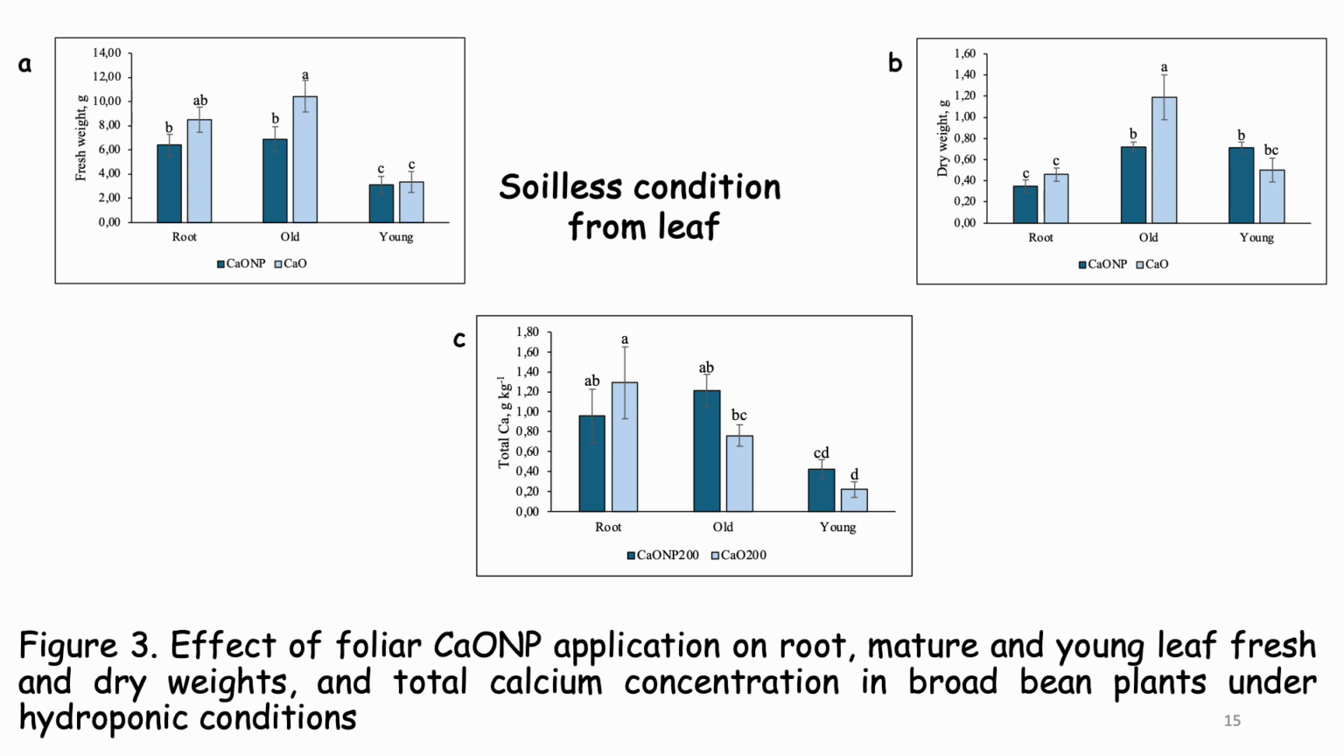In figure 3c, both calcium oxide and calcium oxide nanoparticles increased the calcium concentration in roots and old leaves, with no significant difference between the two. Calcium in young leaves was lower and showed only slight differences between treatments. Under hydroponic conditions, foliar application of calcium oxide and calcium oxide nanoparticles had a limited impact on biomass production. However, both treatments increased calcium content in roots and old leaves. Calcium oxide was slightly more effective in enhancing growth, especially in older tissues.